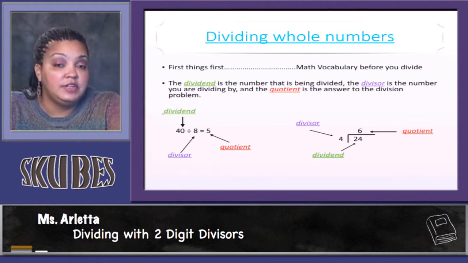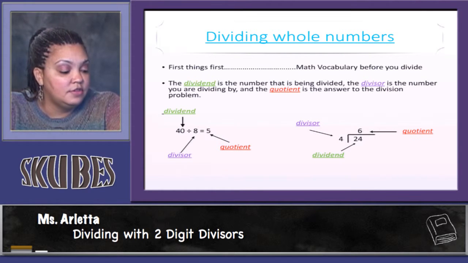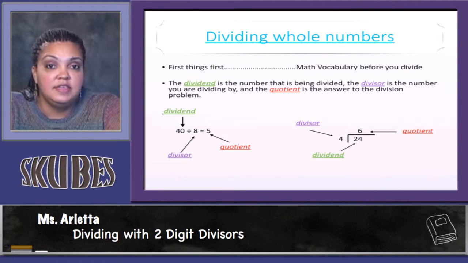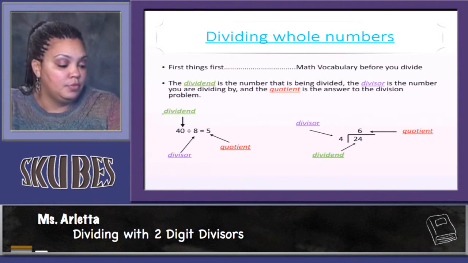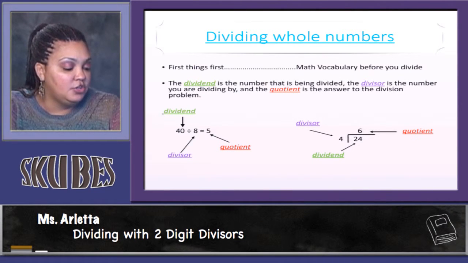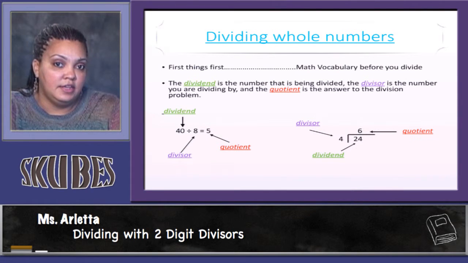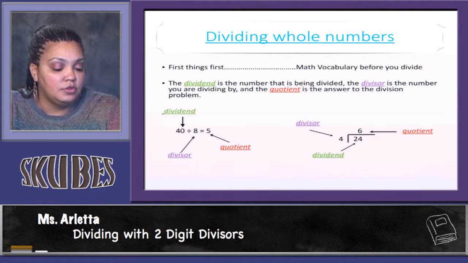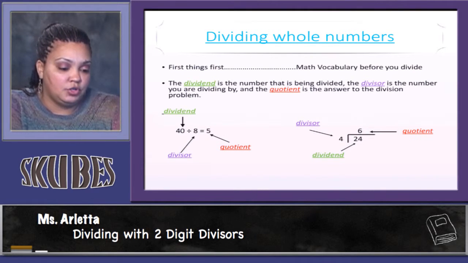I want you to know that the dividend is the number that is being divided. The divisor is the number you are dividing by, and the quotient is the answer to your division problem. You'll see in 40 divided by 8 equals 5 that 40 is your dividend, 8 is your divisor, and 5 is your quotient. And in the next model, 24 is your dividend, 4 is your divisor, and 6 is your quotient.